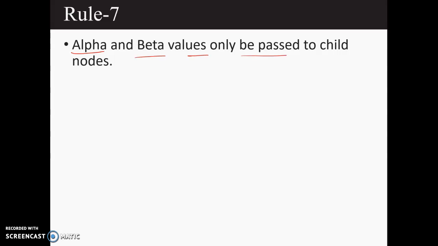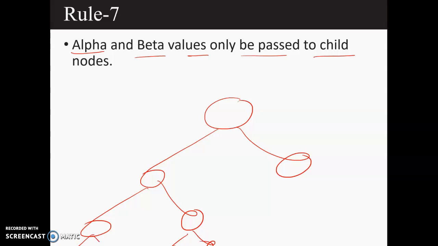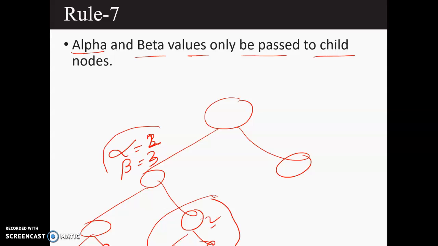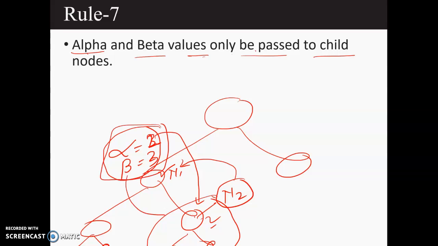The next rule is for alpha beta values. Alpha beta values will only be passed to the child node. Suppose this is the tree. Here the value of alpha is, let's say, 3, and the value of beta is, let's say, 2. This will be 2, this will be 3, because alpha should not be higher than beta. So if this is the case, when you start determining the node value and alpha beta for this node, you will pass the alpha and beta values to the child node. So this is the child of this node. Suppose this is node n1 and I'm calling this node n2. So node n2 is the child of node n1. So alpha and beta values will only be passed to the child node. So the same values will come to this child node, so here the value of alpha will be 2 and the value of beta will be 3.